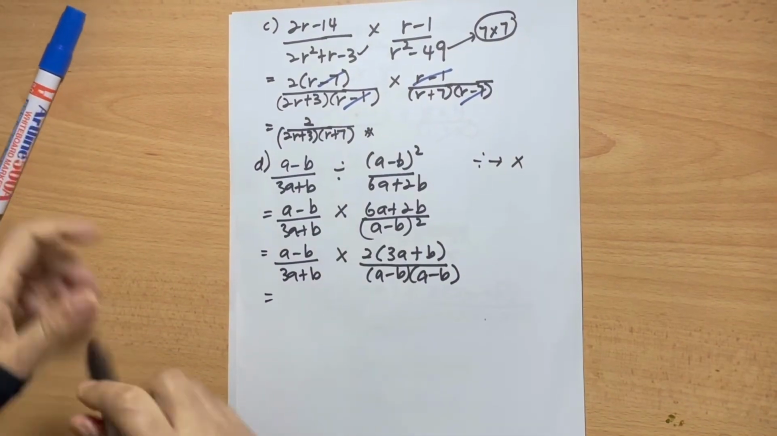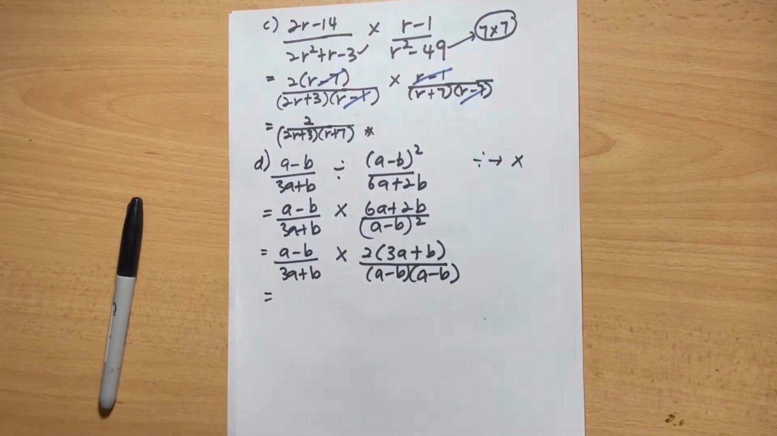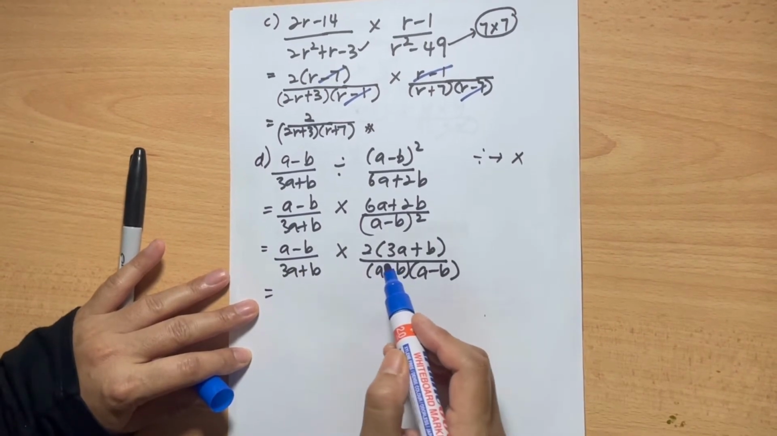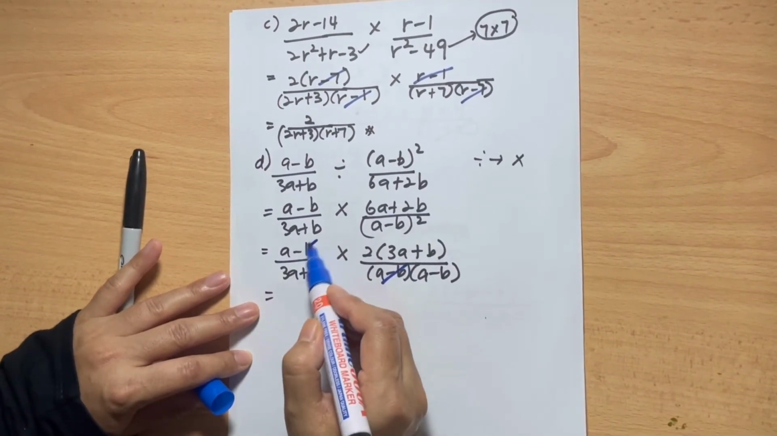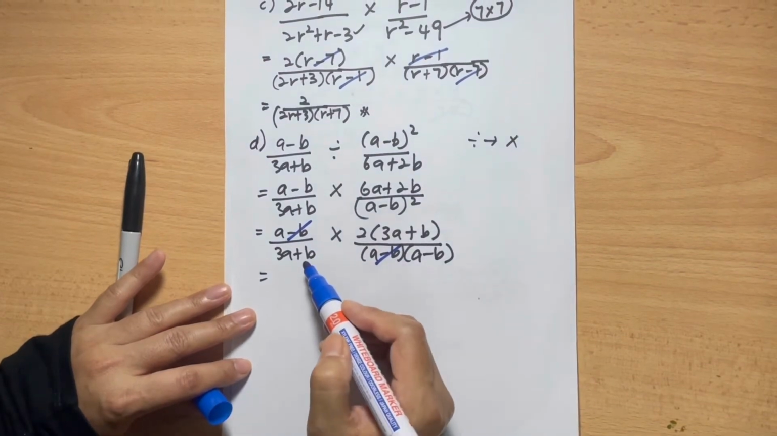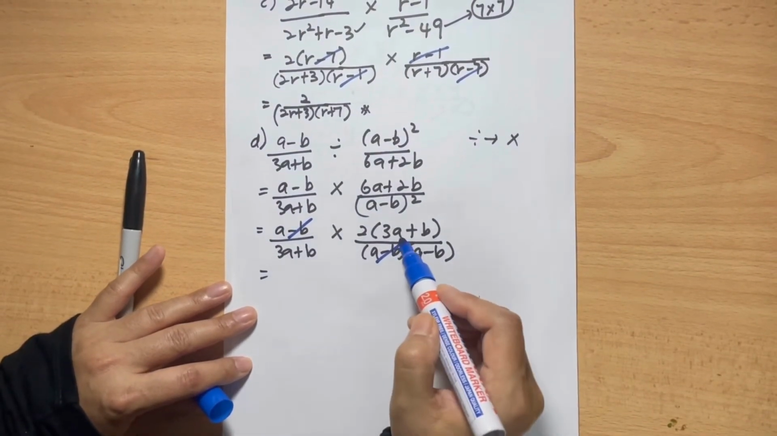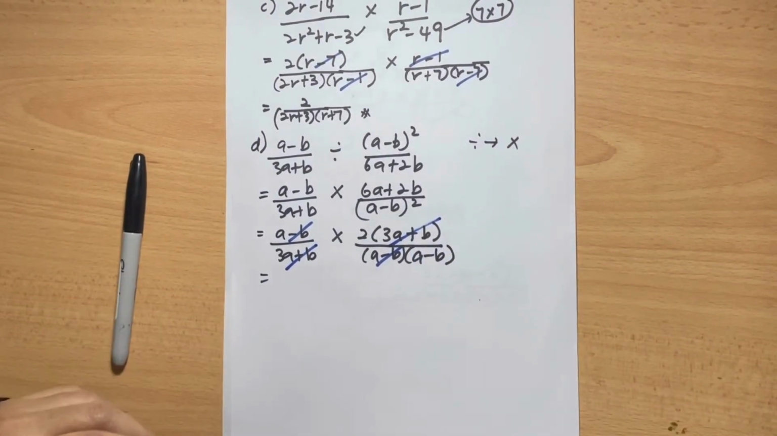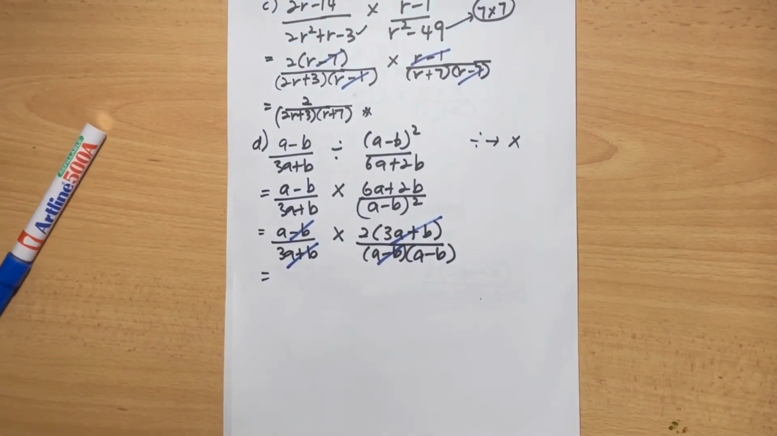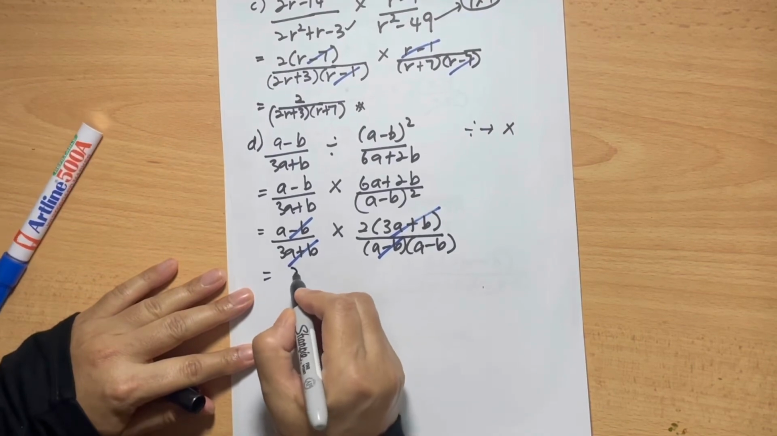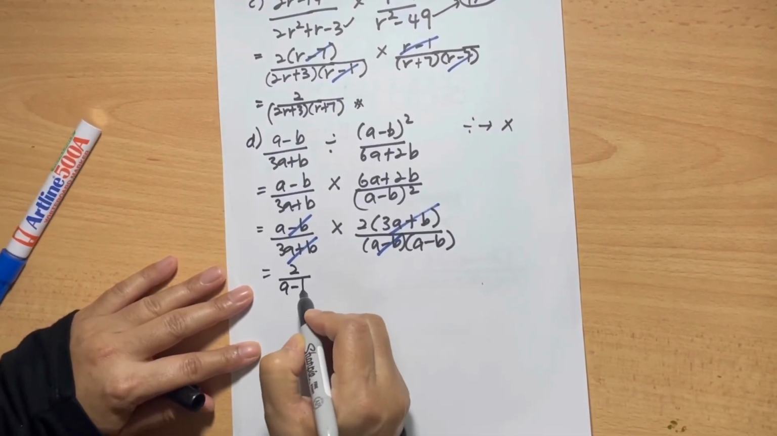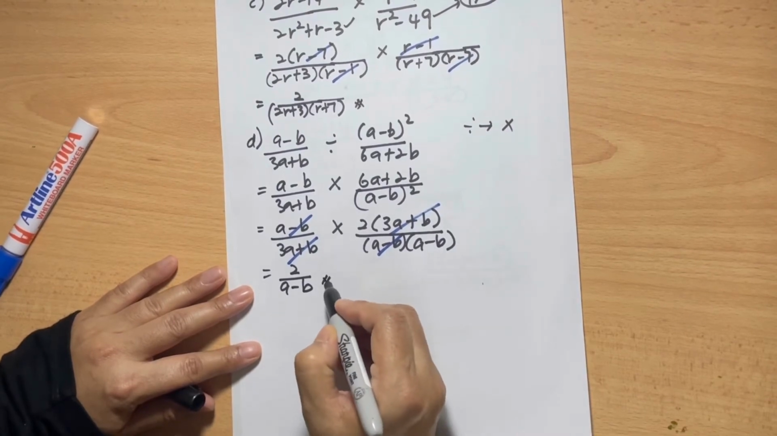Alright, do the cuttings. We are going to reduce the values. So we have here A minus B and A minus B. We do one cutting here, one cutting here. And then we have 3A plus B, 3A plus B. So at last, you get 2 over A minus B. So this is the answer.